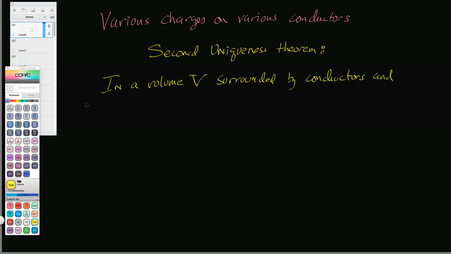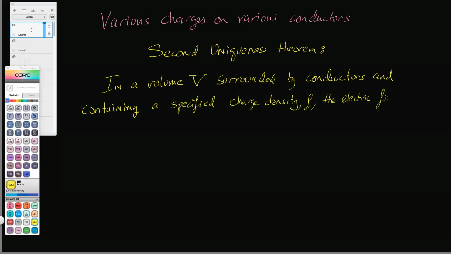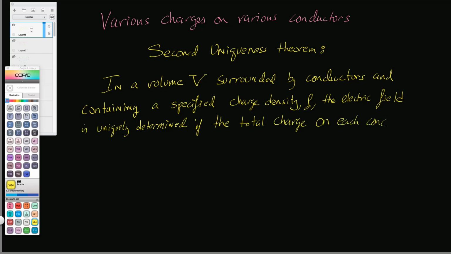and containing a specified charge density rho, okay? The electric field is uniquely determined if the total charge on each conductor is given. So that's nice. If the total charge on each conductor is given.